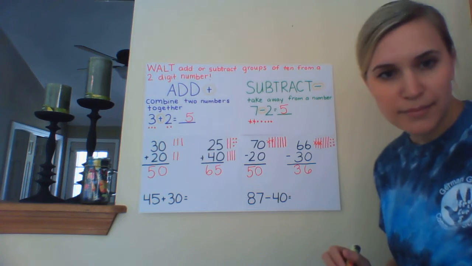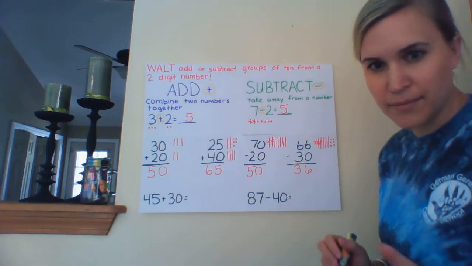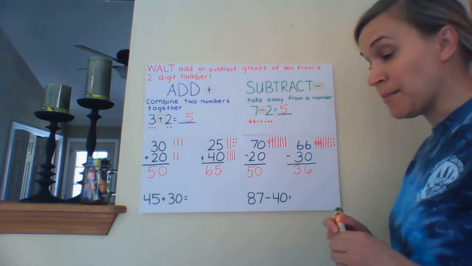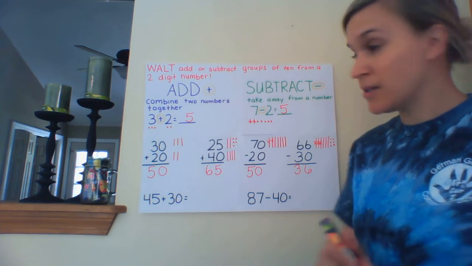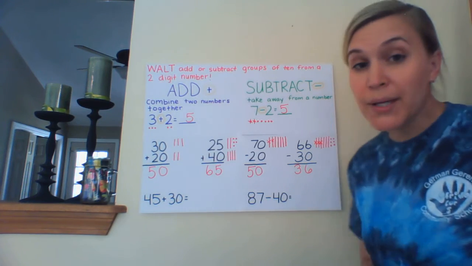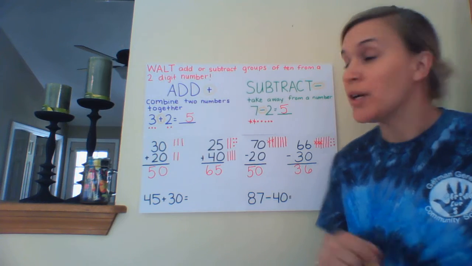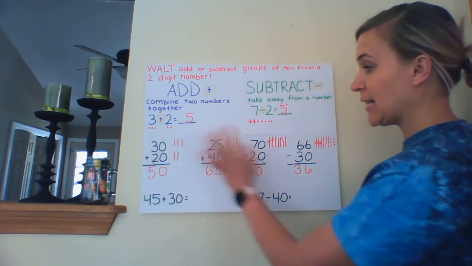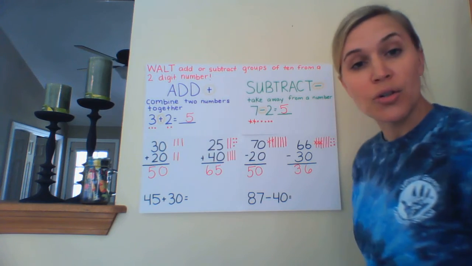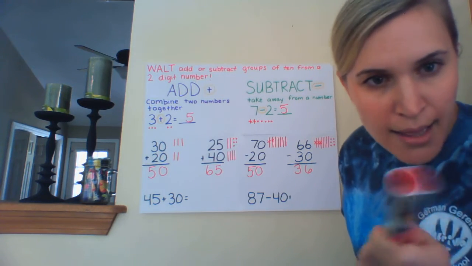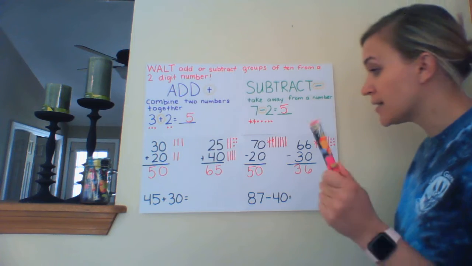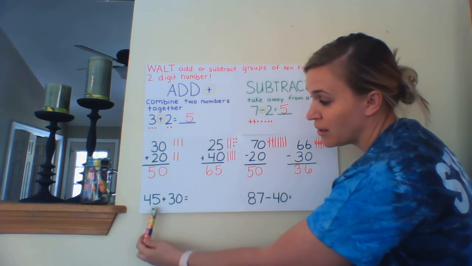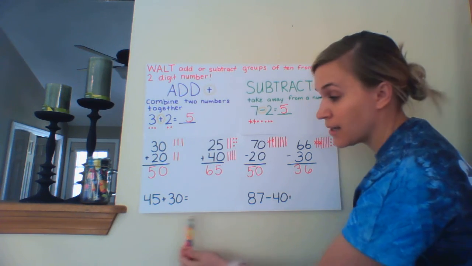Alrighty. It's not always that easy though, let me tell you. Sometimes the equations are up and down. And I really like when the equations are up and down when you're working with tens and ones, adding and subtracting, because you can line them up nicely so you're nice and organized. They don't always do that for you. Sometimes they make the equation horizontal like this.